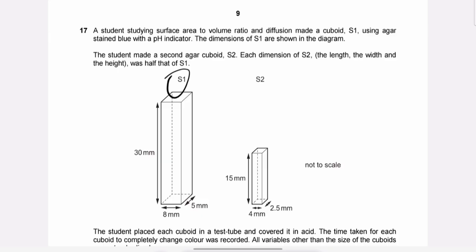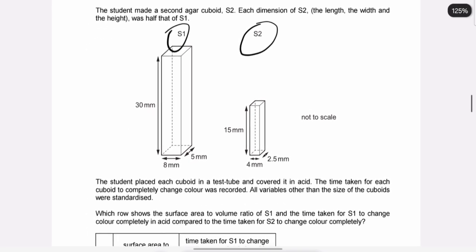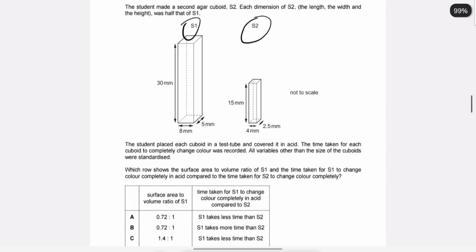You can see this is S1 and this is S2. Then it goes on to say the student placed each cuboid in a test tube and covered it in acid. The time taken for each cuboid to completely change color was recorded, and all variables other than the size of the cuboids were standardized. Which row shows the surface area to volume ratio of S1 and the time taken for S1 to change color completely in acid compared to the time taken for S2 to change color completely?